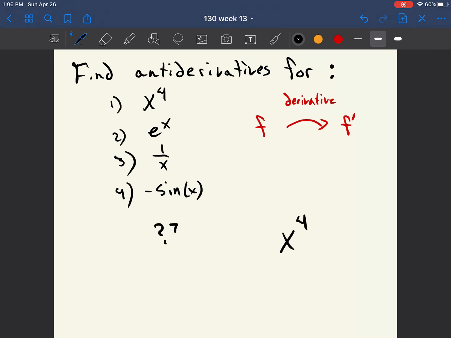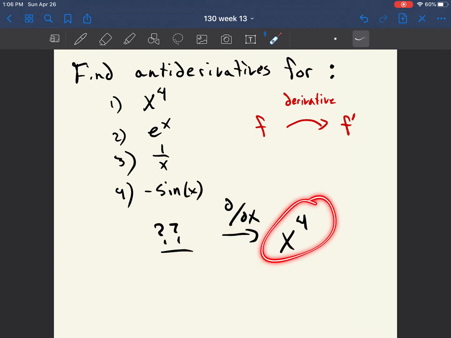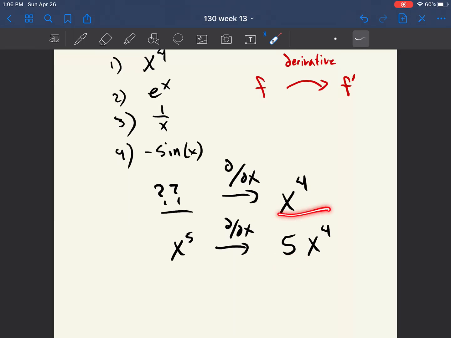So we want to find a function whose derivative is going to give us x to the fourth. We want a function where if I take its derivative, it's going to give me x to the fourth. If you think about it for a little bit, you might think, what about x to the fifth? Because if we take its derivative, d/dx, it's going to give us 5x to the fourth. That's not exactly right, because we have this 5 out here and we just want x to the fourth. So you have to scale this a little bit. What if we took the original function and multiplied it by 1/5?